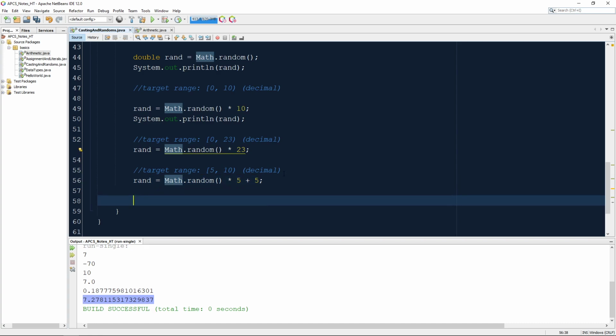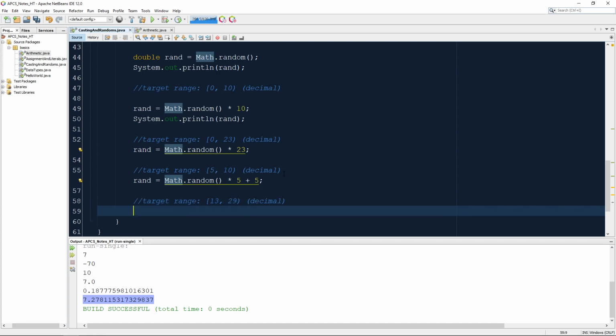So let's try one more version of the same idea. Let's try something a little bit more exotic. We'll say the range is from, let's say, 13 to 29, not including 29. And we still want decimal numbers. So we would say rand is equal to... I'm going to give you a chance to pause and think about it, and then we'll try it.